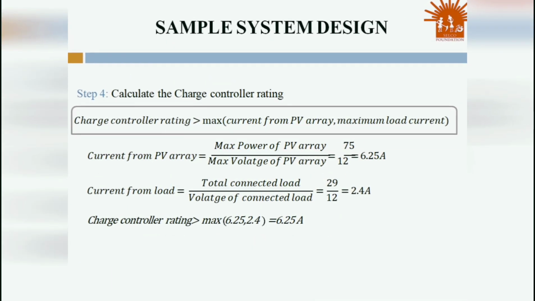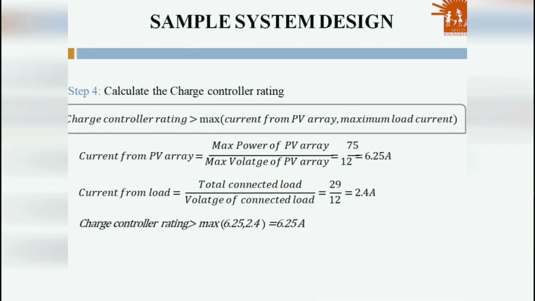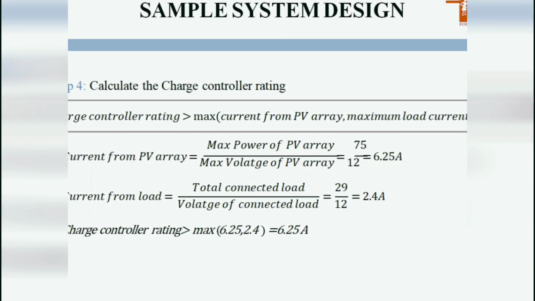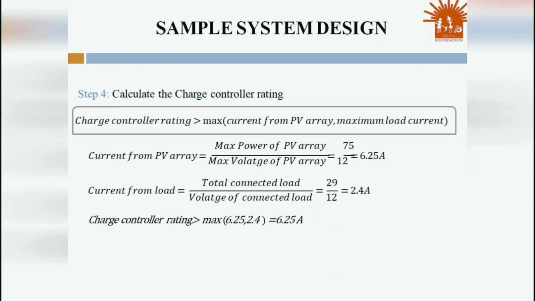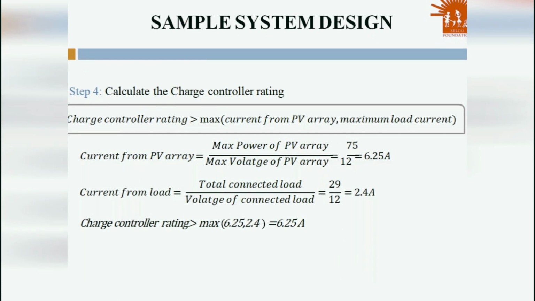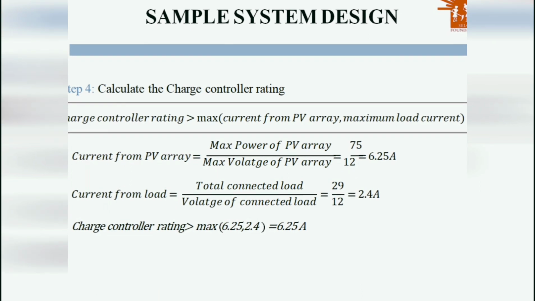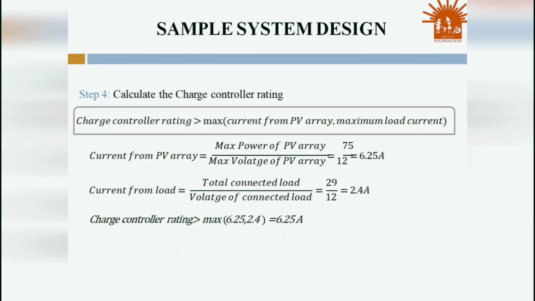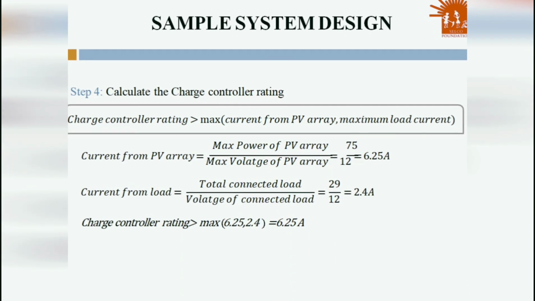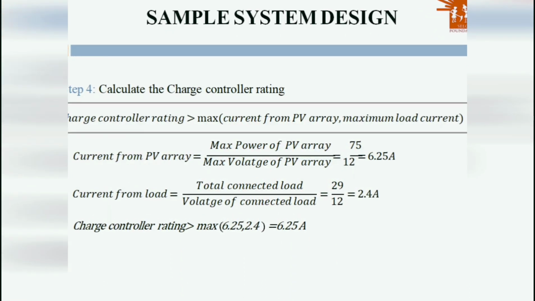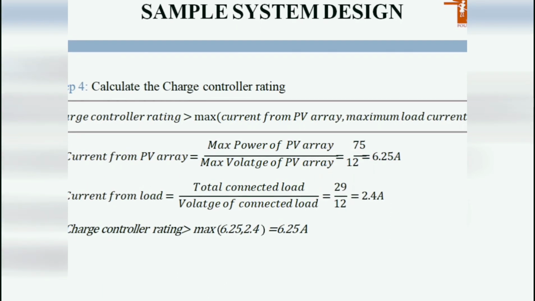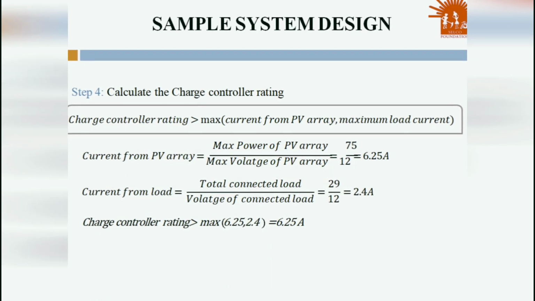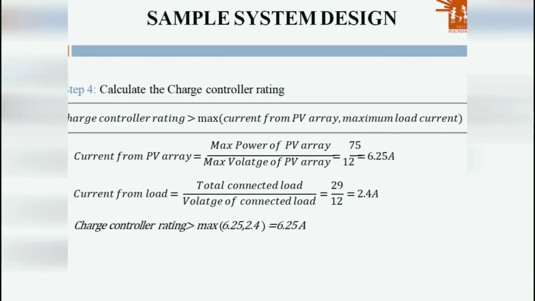Let's calculate the charge controller rating. First we need to calculate the current from the PV array, which is equal to maximum power of the PV array divided by maximum voltage of the PV array. Since the power of our solar panel is 75 watt and its voltage is 12 volt, we put the value 75 divided by 12, which is equal to 6.25. Current from load is equal to total connected load divided by voltage of connected load, which is 29 divided by 12, equal to 2.4 ampere.